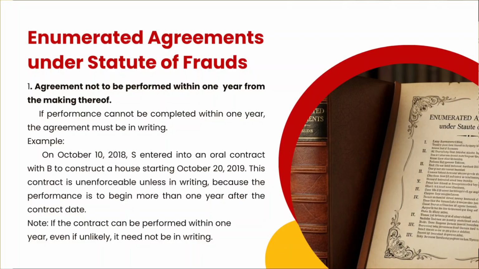1. Agreement not to be performed within 1 year from the making thereof. Example: on October 10, 2018, S entered into an oral contract with B for the construction of B's house to begin on October 20, 2019. The contract must be in writing to be enforceable.